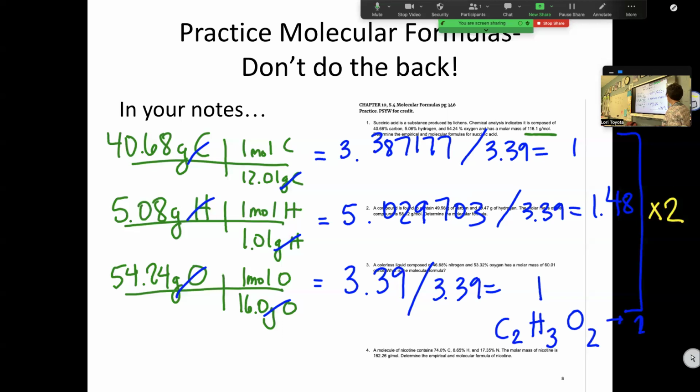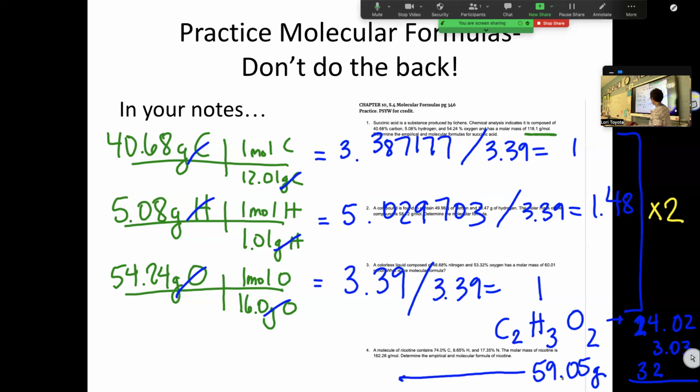So we may as well find the mass of it. What is that? 24.02 and 3.03 and 16 and 16 is 32. So 24.02 plus 3.03 plus 32. I got 59.05 grams.